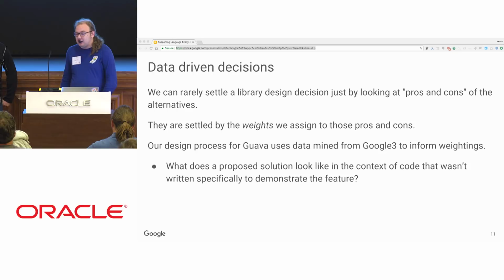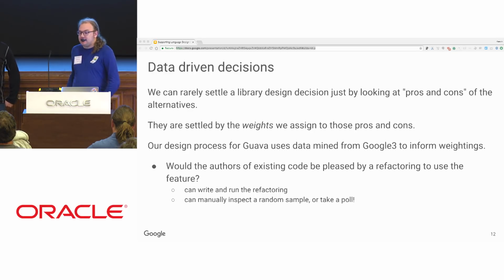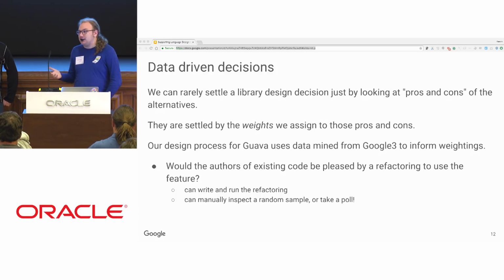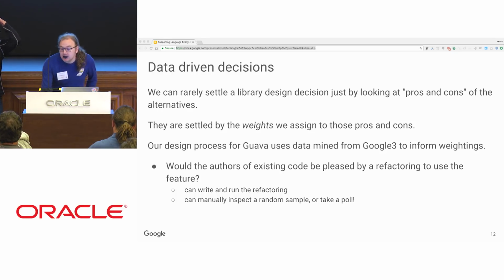What does a proposed solution look like in the context of code that wasn't written specifically to demonstrate the feature? And relatedly, would the authors of existing code be pleased by a refactoring to use this feature? So we can have a sense of what is the actual distribution of what code solving this problem looks like. Does it look like the code that we think it does that we're trying to replace? And we can even take a random sample or do a poll of authors of code that's trying to solve this one problem and say, would this API that we could add help you?